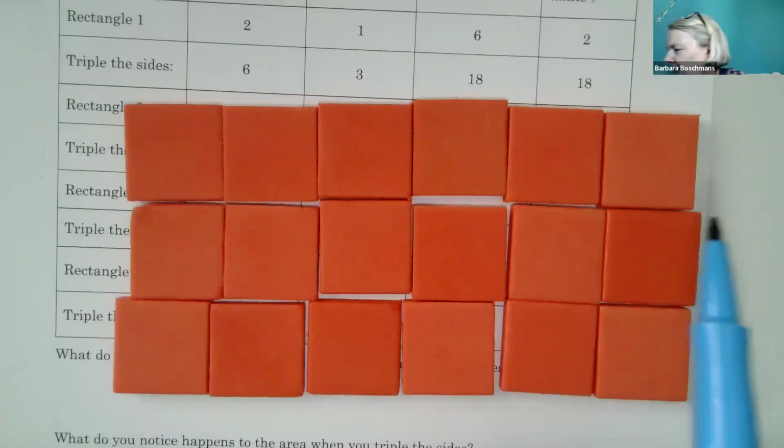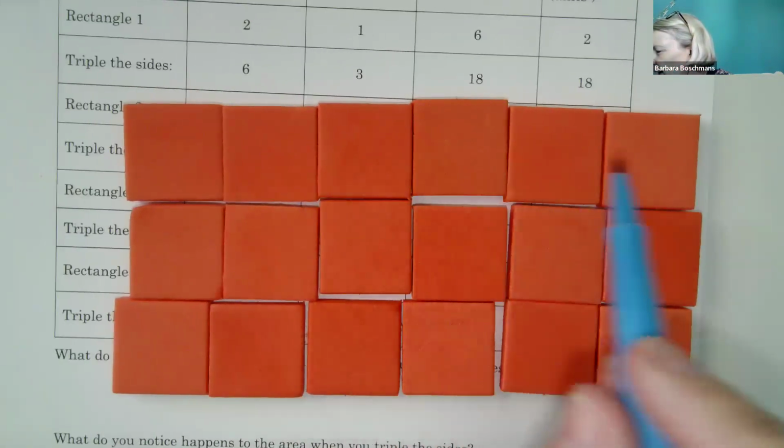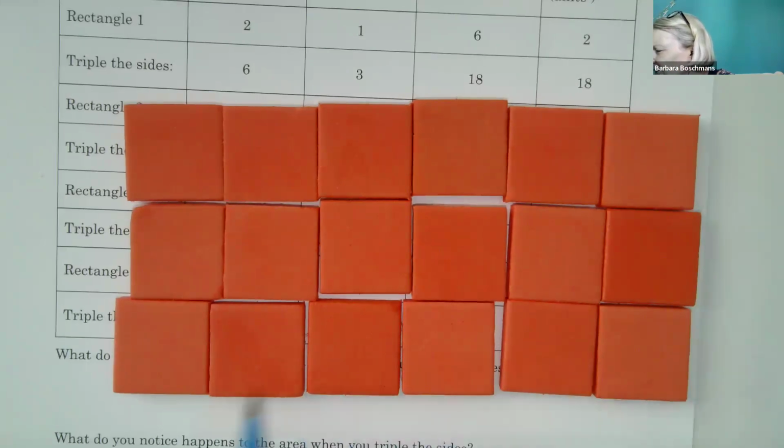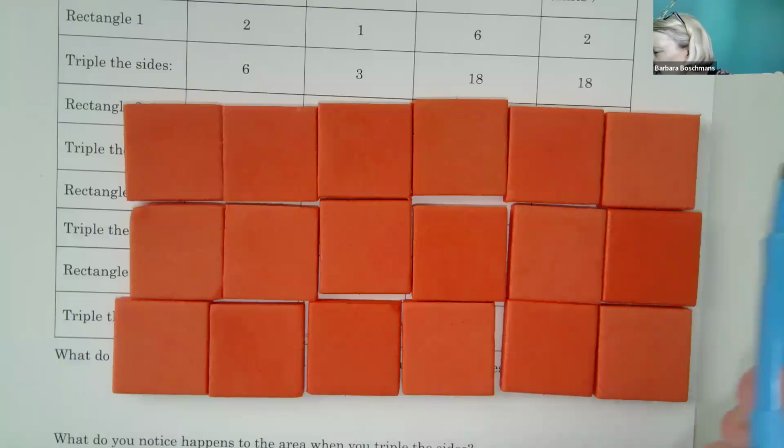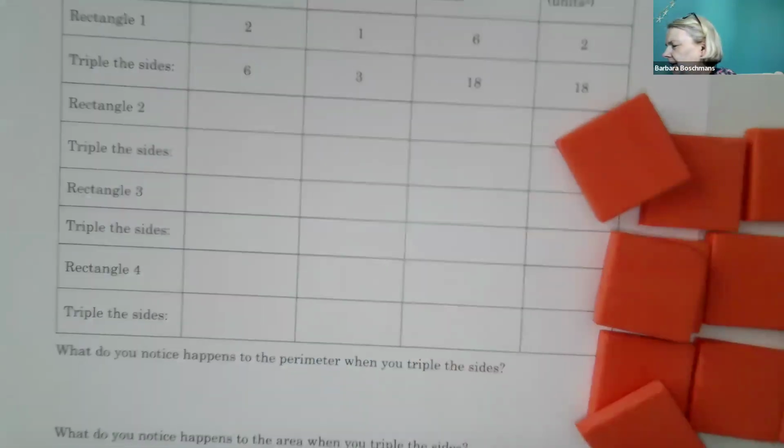So I now have 1, 2, 3, 4, 5, 6, times 3 is 18. That is going to be the area. 1, 2, 3, 6, 7, 8... 18 is the perimeter as well. You're going to make up 4 examples.